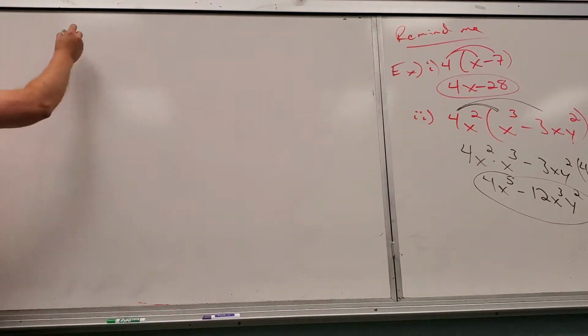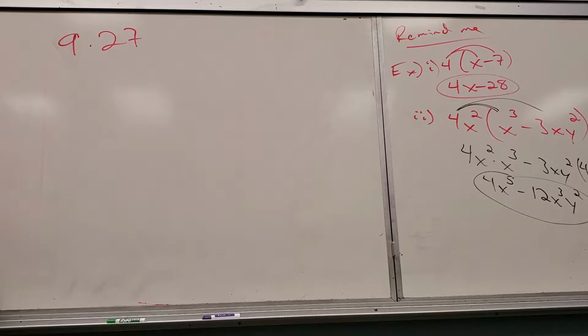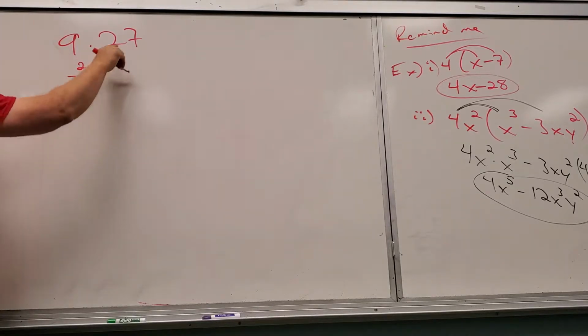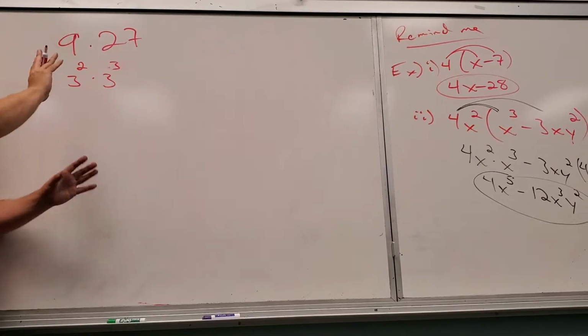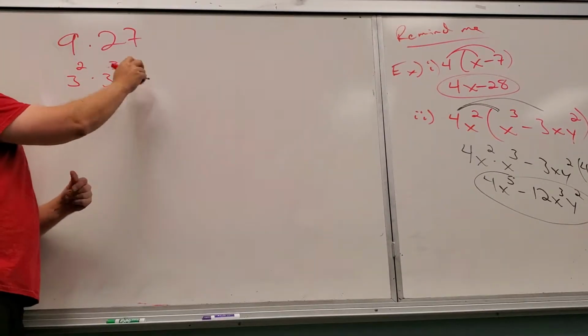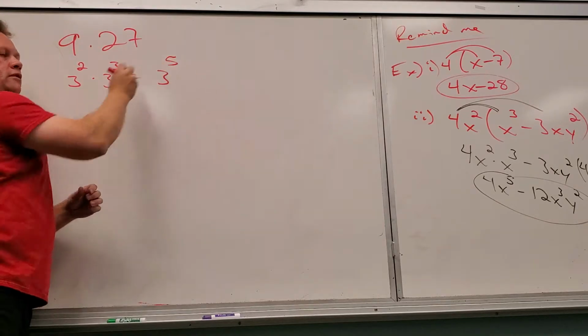So if I had 9 times 27. You could do it, right? Yeah, I can do it. Well, what is 9? 9 is 3 squared. What's 27? I'm thinking of 3 cubed, right? And now you guys see what I was just thinking. The result should be 3 to the 5th.